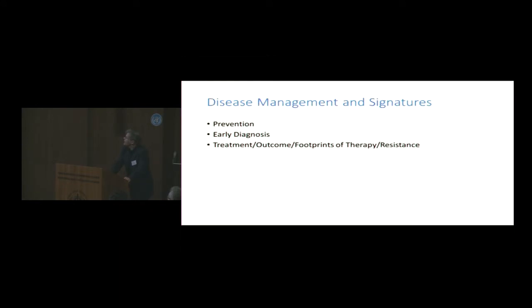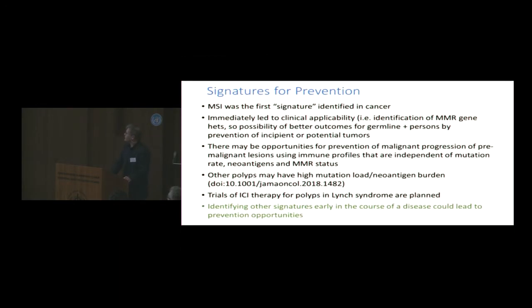So where could we go with this in terms of prevention? Well, clearly identifying people through family members, for example, if their family members have been picked up by some kind of mutational screen and have a signature that indicates mismatch repair, for example. But there are even attempts now to use high mutation burden in polyps as a starting point for prevention trials, and I believe there's one starting at Columbia University next year. What about early diagnosis?